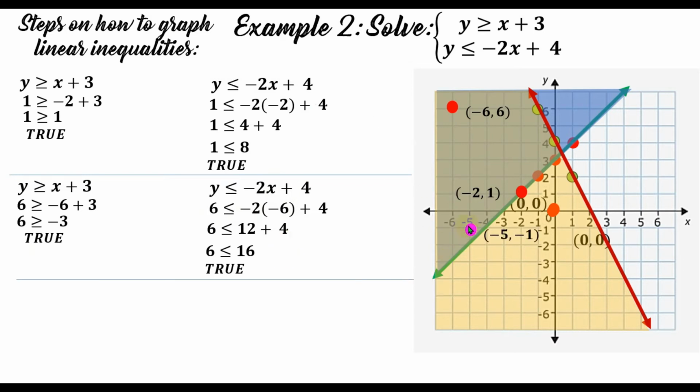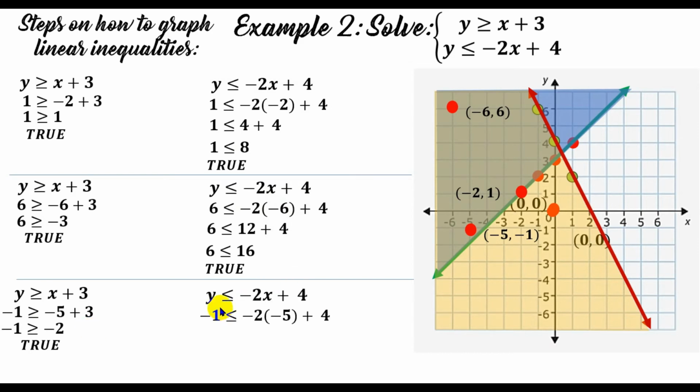Next, another point. So, we have here from the quadrant 3, kasama siya sa double shaded region, negative 5 and negative 1. So, substitute natin siya. Negative 1 po yung ating y and then negative 5 yung ating x. So, negative 1 is greater than or equal to the sum of negative 5 and positive 3. Ano nga ba ang sum ng negative 5 and positive 3? That is negative 2. And mas malaki po talaga yung negative 1 kesa kay negative 2. So, this is true. Next, y is less than or equal to negative 2x plus 4.